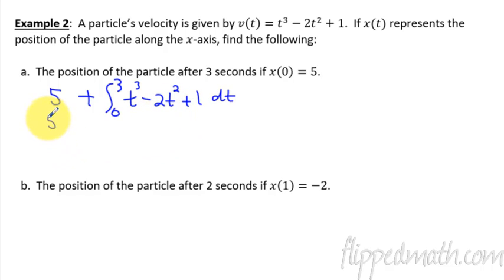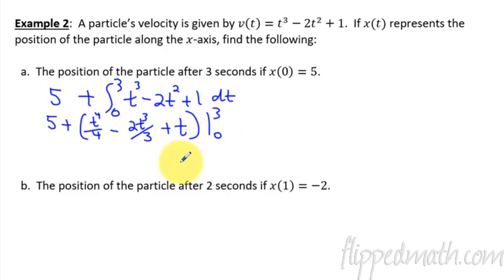So here, let's go to the next part. We have 5 plus, open parentheses, t to the 4th over 4 minus 2t cubed over 3 plus t, and then we're evaluating from 0 to 3. All right, now let's plug stuff in. So 5 plus, I'm going to do a bracket here, plug the 3 in.